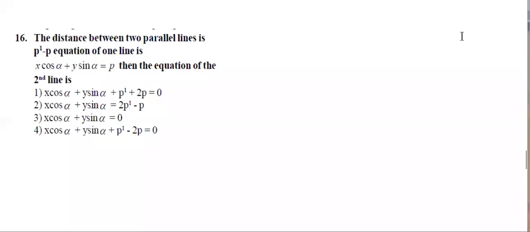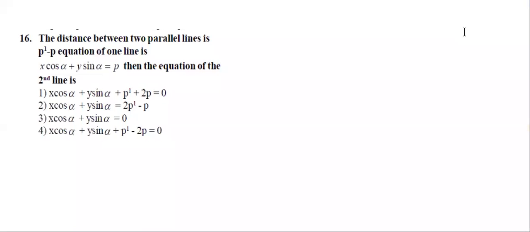The 16th one. How to solve this? The distance between two parallel lines is p dash minus p. The equation of one of the lines is given. So first draw the two parallel lines. This is one line. This is another line. The distance between these two parallel lines is already given, that is p dash minus p.